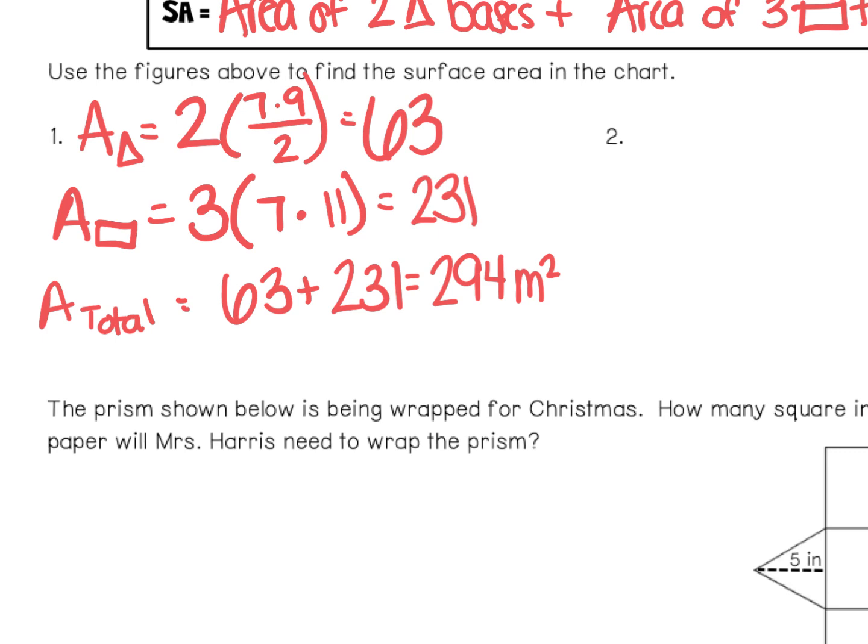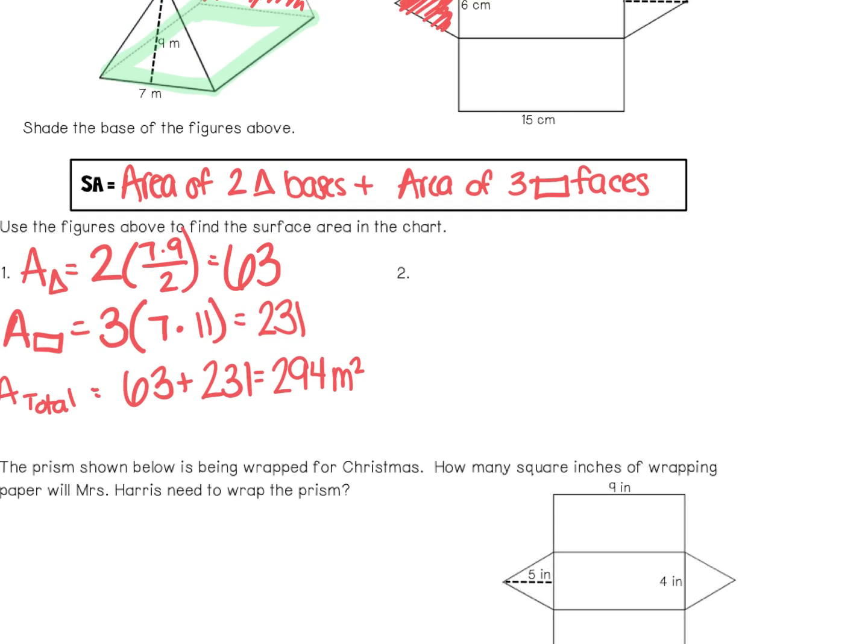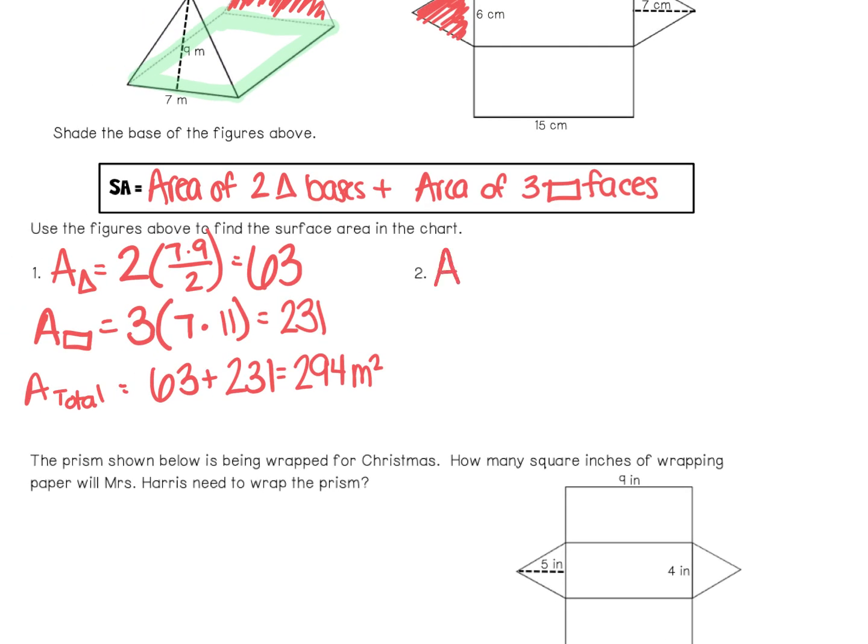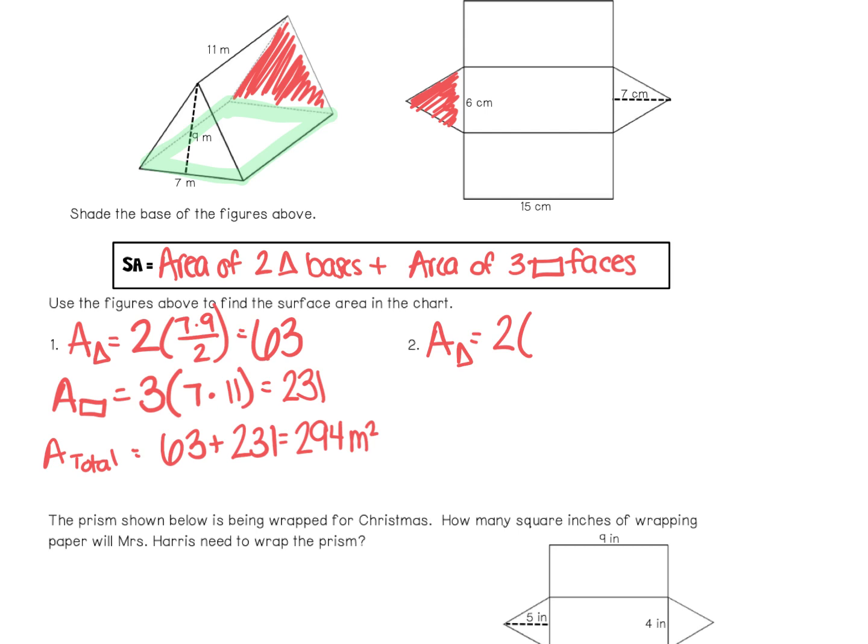All right, we're going to jump over then to example 2. And we're going to start the same way. So looking at those triangular bases, there are 2 of them. So I'm going to multiply 2 by, what are the base and the height of those triangular bases? Base and height of the triangles.